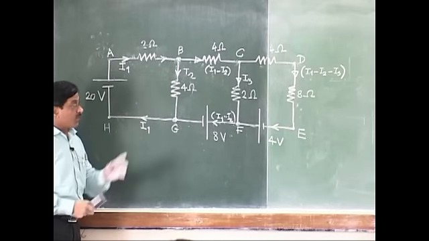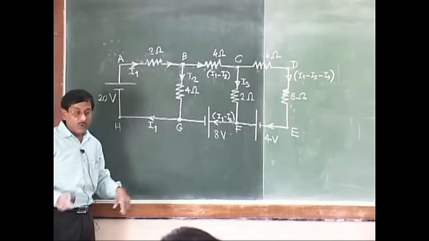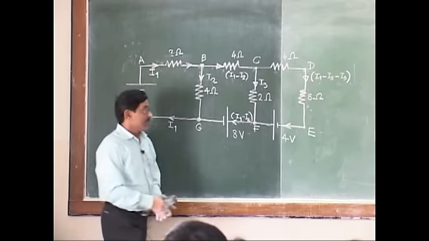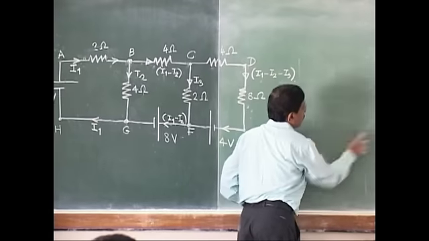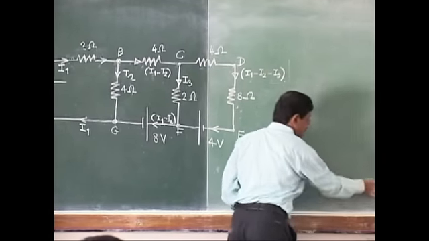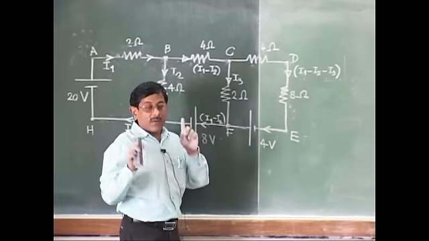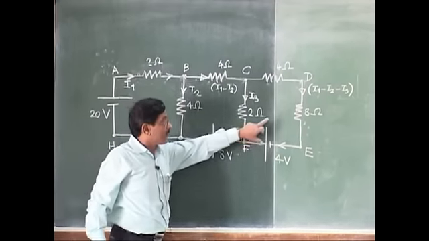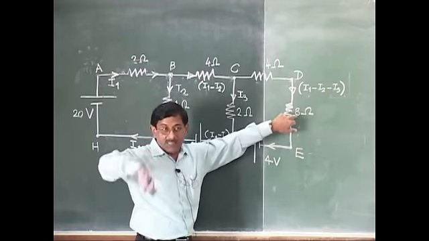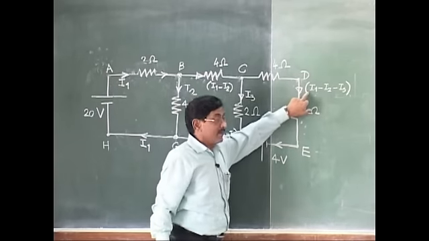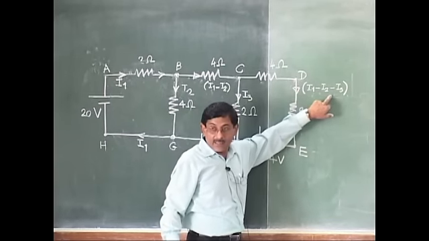Now what is done after this? First law we had applied, now we have to use the second law. See how to make use of the second law. Our final job is what? We want to find out the current in the 10 ohm resistor. What is the current as specified by you? I1 minus I2 minus I3.